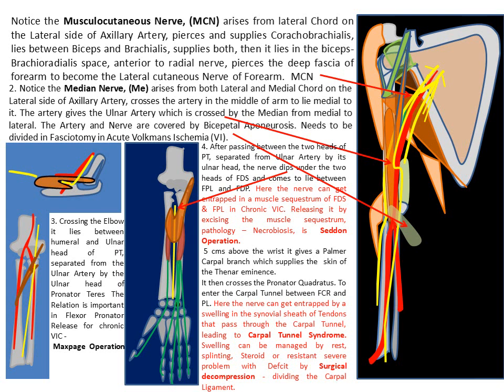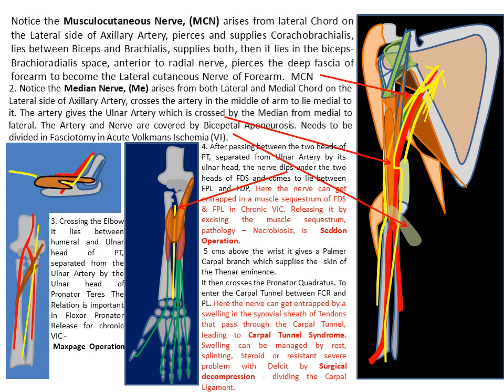Next, notice the median nerve, which arises from both the lateral and the medial cord on the lateral side of the artery. It crosses the artery in the middle of the arm to lie medial to it. The artery, after crossing the elbow or at the elbow, gives off the ulnar artery, which crosses the median nerve, which is crossed by the median nerve from medial to lateral. The artery and the nerve are covered by the bicipital aponeurosis, which needs to be divided in fasciotomy in acute Volkmann's ischemic contracture.